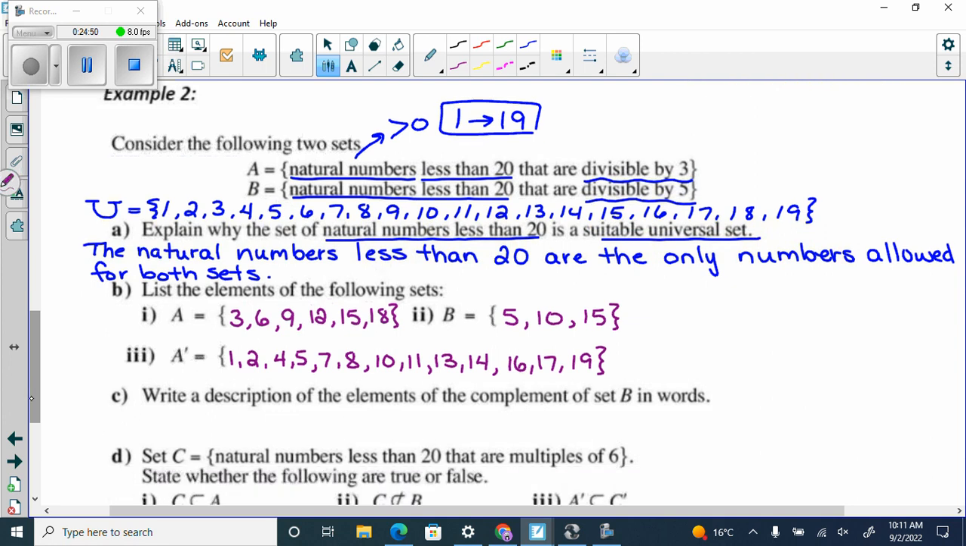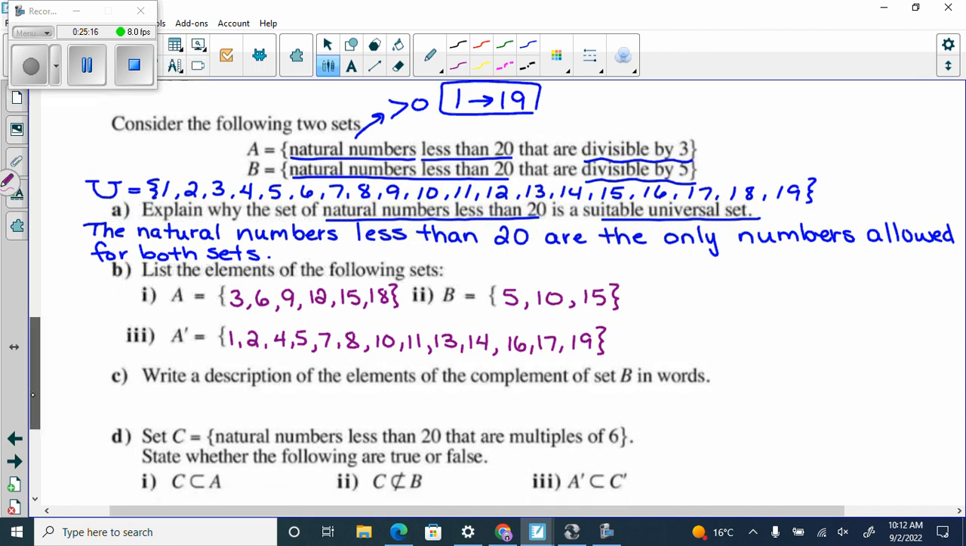So write a description of the elements of the complement of the set of B in words. So B is the natural numbers less than 20 that are divisible by 5. What would the complement be? The natural numbers less than 20 that aren't divisible by 5. Yep, that's it. That's all the complement is. It's just the negative of it, right?